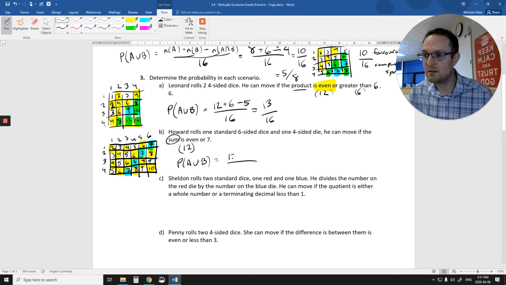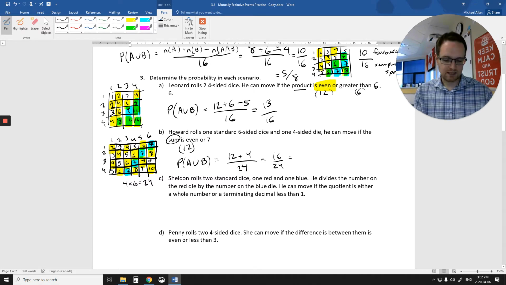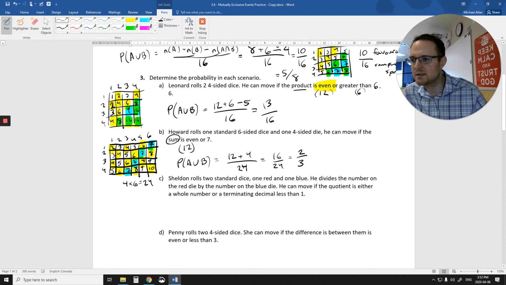But I have 12 plus 4 out of 24 this time. There's 24 things in the sample space, because it's just 4 times 6, 24. So I have 16 over 24. Reduce that down. 2 over 3. 2 over 3 chance of this happening. I like those odds.